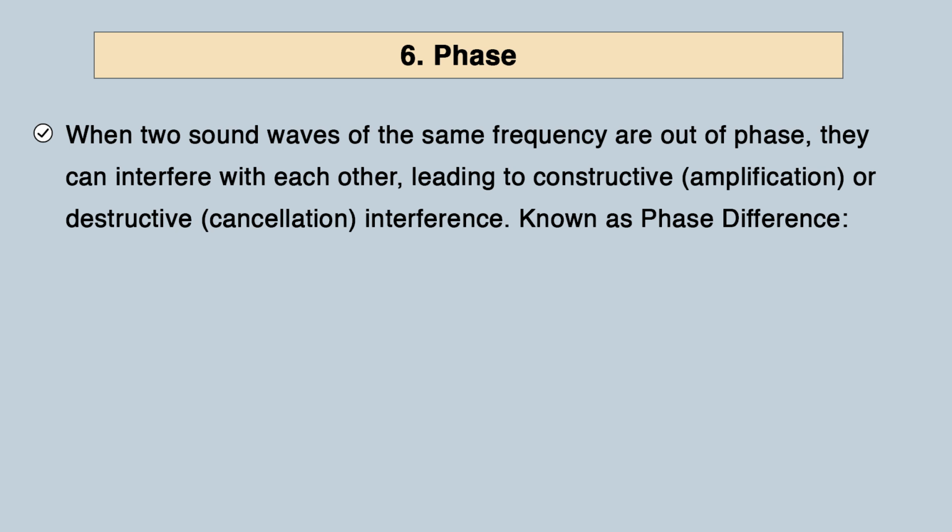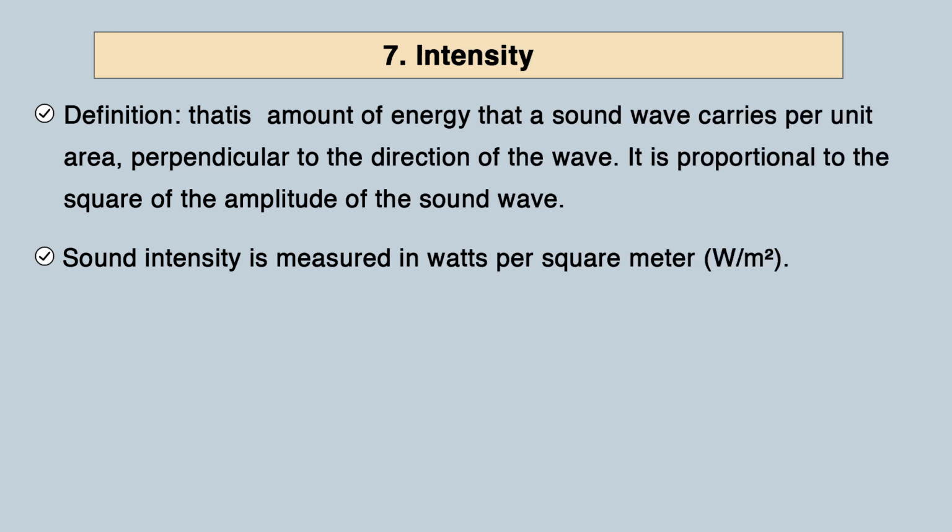The next characteristic is phase. Phase refers to the position of a point in time on a wave cycle. It is typically measured in degrees, with 360 degrees representing a full cycle. When two sound waves of the same frequency are out of phase, they can interfere with each other, leading to constructive or destructive interference. Then there is intensity, which is the amount of energy a sound wave carries per unit area perpendicular to the direction of the wave. It is proportional to the square of the amplitude of the sound wave. Sound intensity is measured in watts per square meter.